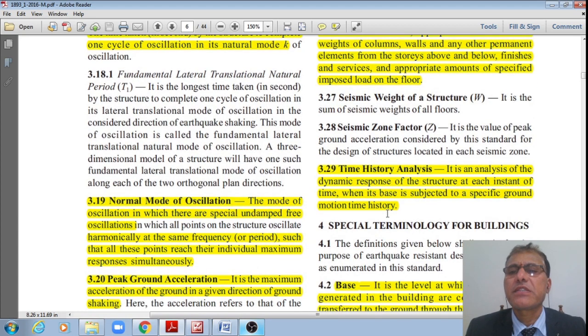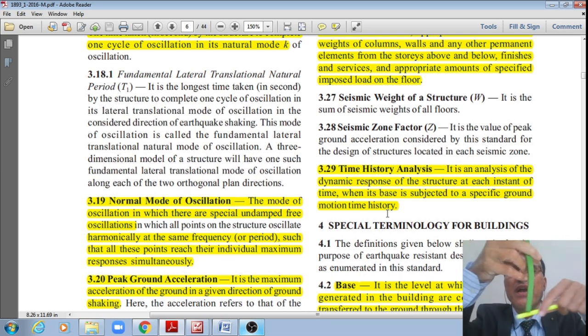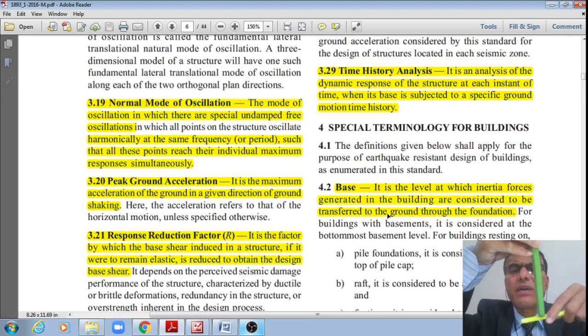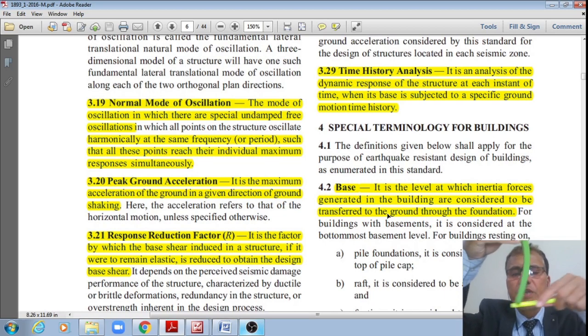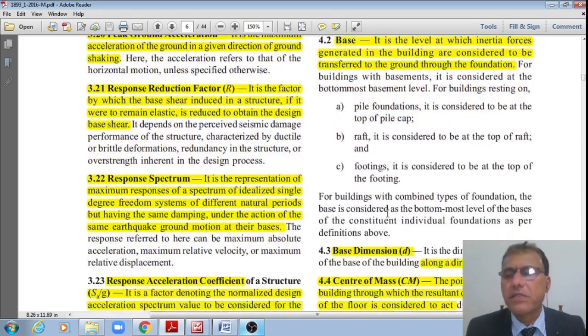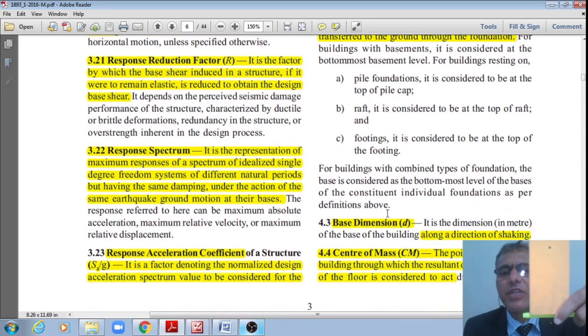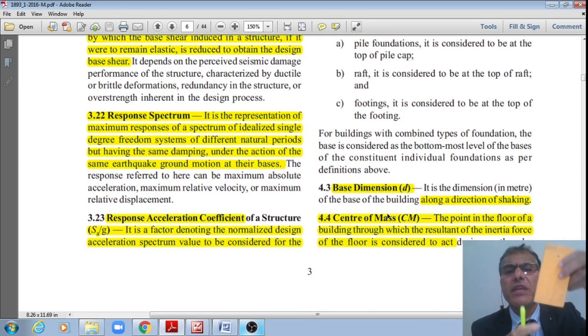Next one is the time history analysis. It is an analysis of the dynamic response of a structure at each instant of time when its base is subjected to a specific ground motion time history, like this. The next one, base, means it is the level at which the inertia forces generated in the building are considered to be transferred to the ground through the foundation. That is what is called the base, like this, the base of a building. Now, the base dimension, D, is the dimension in meters of the base of the building along the direction of the shaking.